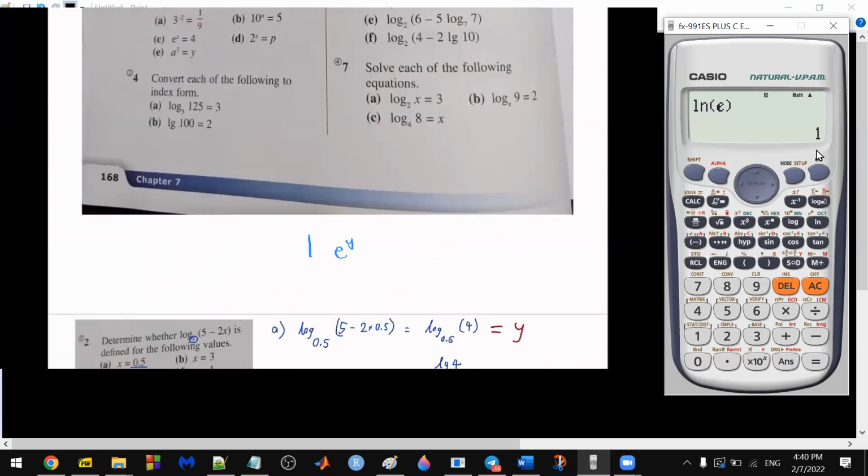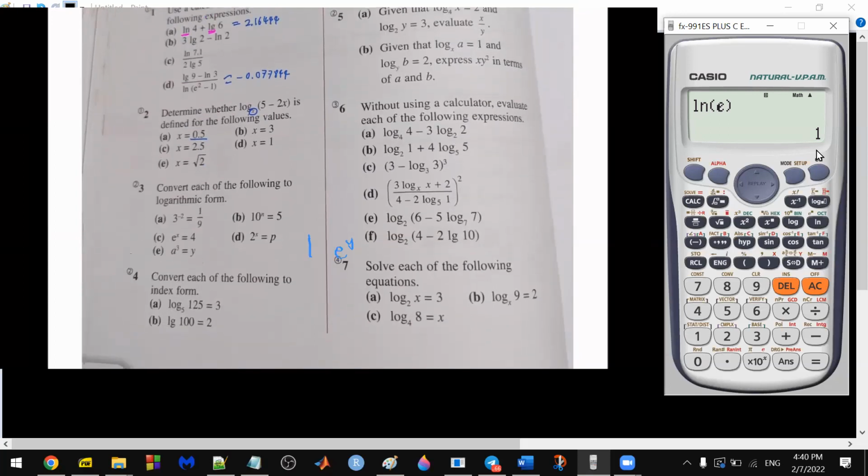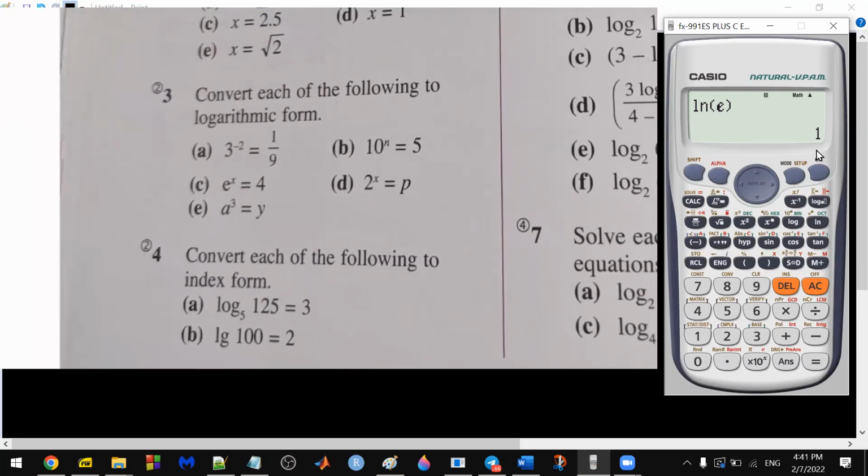Let's see another question. Convert each of the following to logarithmic form. I think this one is quite easy. I'll just do it at the side here. Basically, for this part one, you won't ever get to see this kind of question come out during the exam. But 3 power negative 2 equals 1/9, that's of course true. What they want you to do is make negative 2 the subject. So yes, you can take log base 3 of 1/9 equals negative 2. Exactly, correct. Yes, not 1 over 9 base 3.